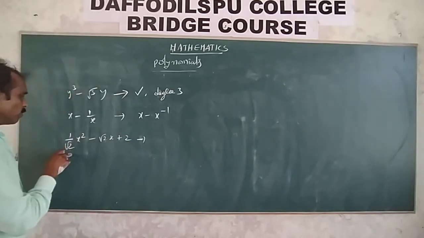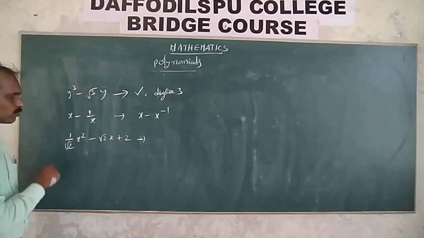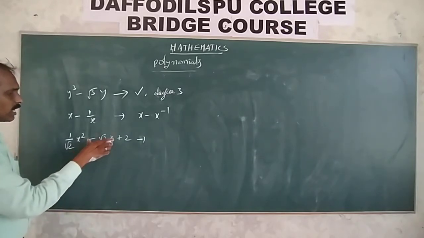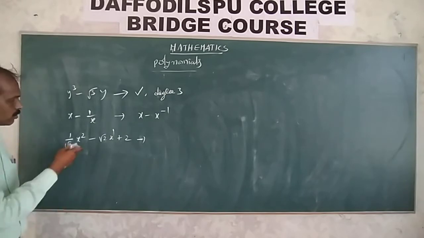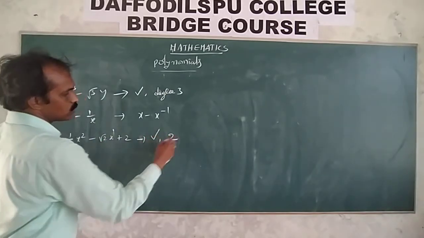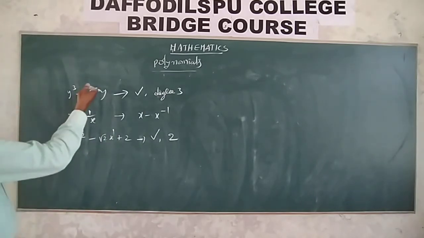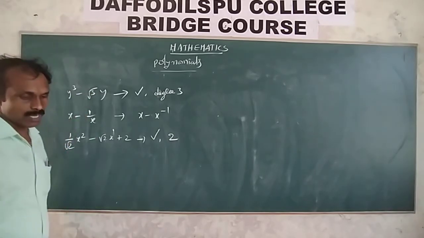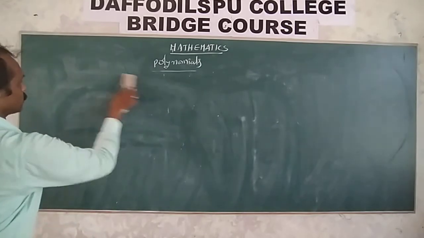So this one: 1 by root 2 x square plus root 2 x plus 2, with x square coefficient 1 by root 2. These are variables in x and the powers are non-negative. Therefore, what is its degree? It is a polynomial and its degree is 2. So with problems like these, we classify which are polynomials and what their degrees are. This is the basic concept of polynomials.